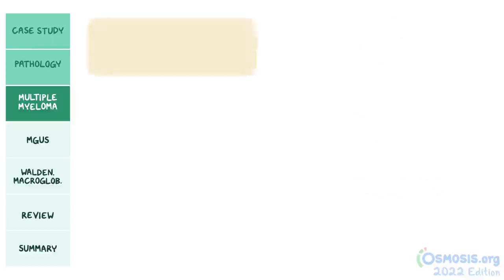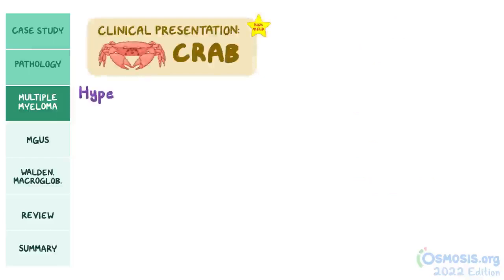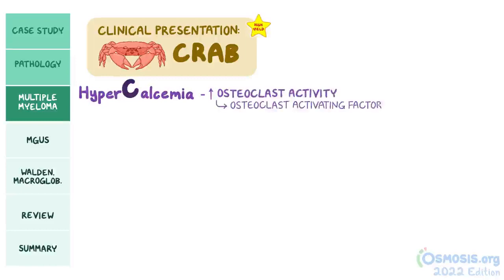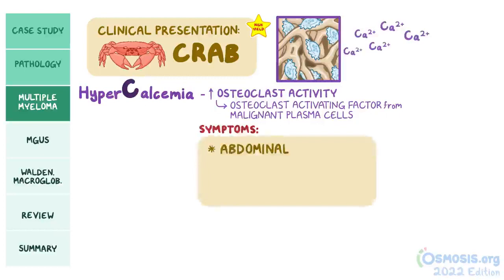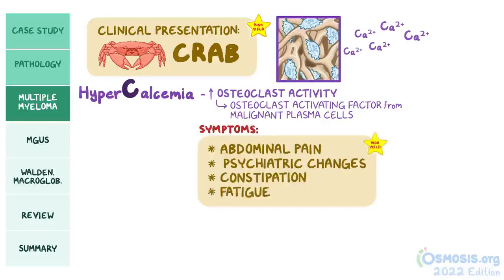A high-yield concept is the clinical presentation of multiple myeloma, which can be summarized with the mnemonic CRAB. C is for hypercalcemia, which results from increased osteoclast activity due to the release of osteoclast activating factor from the malignant plasma cells, which resorbs the bone and releases free calcium into the circulation. Remember that your exam might not give you the lab finding, but instead give you some symptoms of hypercalcemia, such as abdominal pain, psychiatric changes, constipation, or fatigue.